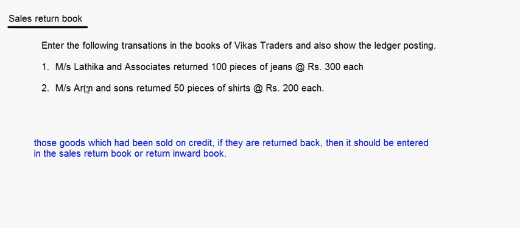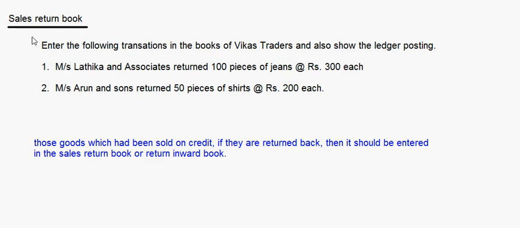So here again let's do this small question. Messrs. Latika and Associates returned 100 pieces of jeans of rupees 300 each. No trade discount is given, means nothing will be done. If trade discount is given, then that will be deducted. So very simple one, wherein you have to just record the transaction, nothing else. So you'll have a date column, particulars, remember this will be a credit note number, ledger folio, details and amount.